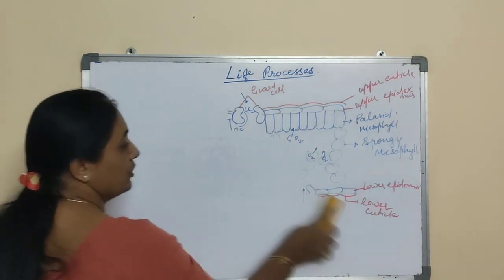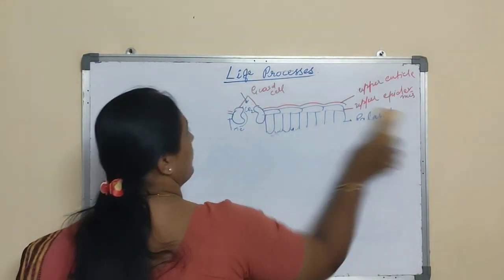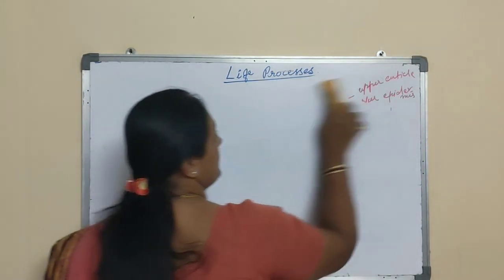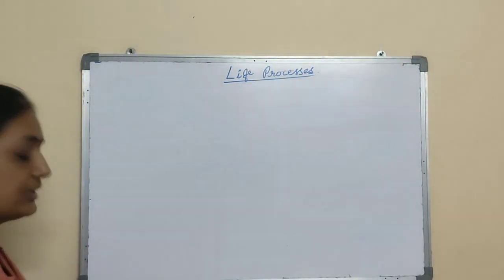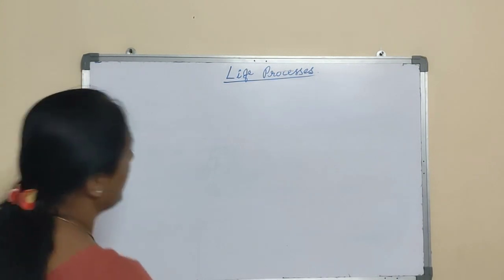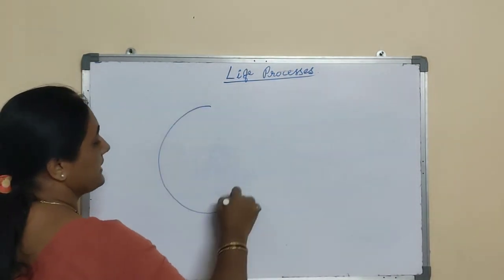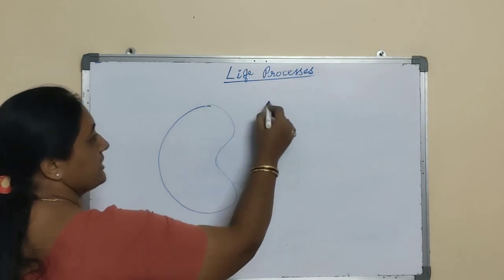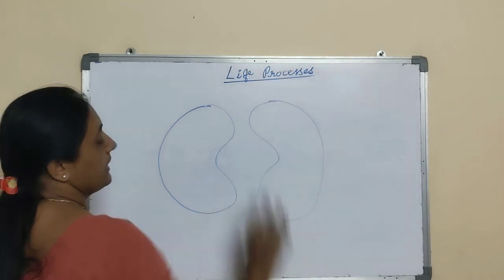So the first role of stomata is transpiration. Transpiration means loss of water. Excess amount of water has to be removed or evaporated from the leaf. That is called transpiration. So first, stomata help in the process of transpiration, and the second function of stomata is the exchange of gases. So we will see the structure of stomata. What is the structure? How is the structure of stomata?